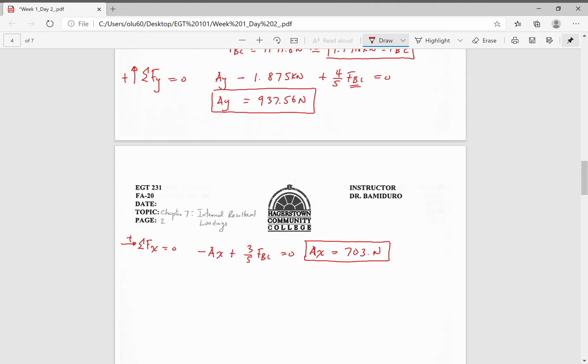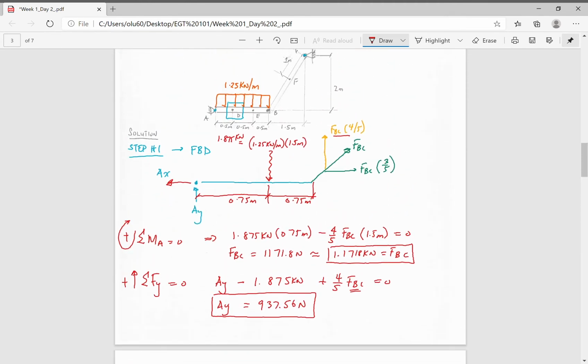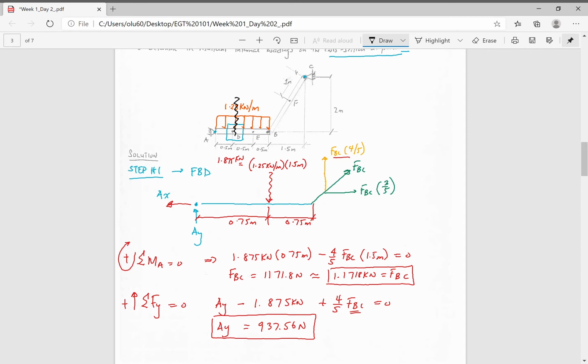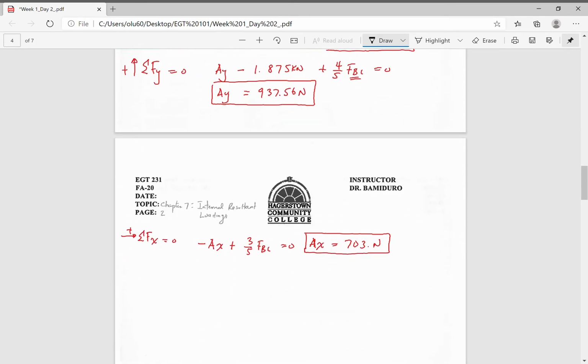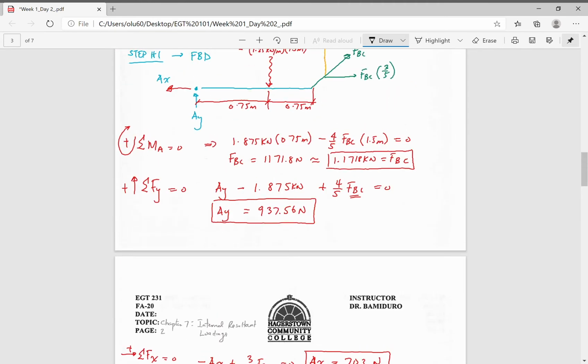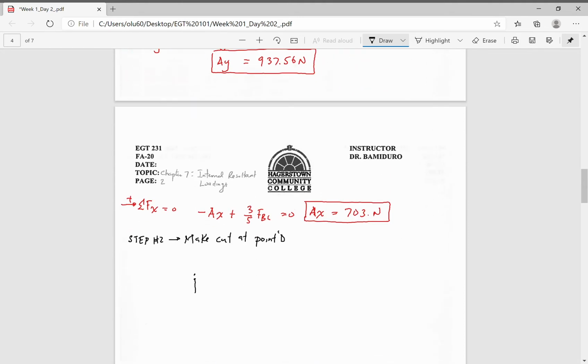Now let's make our cut at D. We want to make this cut right here at point D. So step 2, point D. We know that our AY is going up, our AX, and then we want to make our cut at D from here.